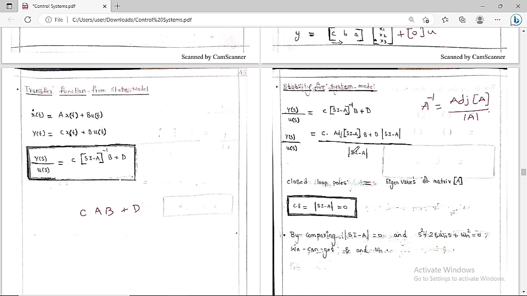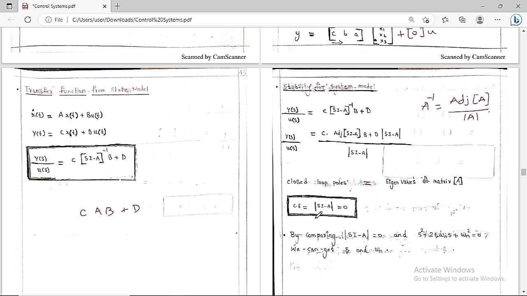So this is nothing but the eigenvalues of the matrix A. Therefore the closed loop poles are equal to the eigenvalues of the matrix A. So the characteristic equation is the determinant of sI minus A equal to 0. If we equate this to 0, we get the characteristic equation, and the roots of the characteristic equation are called the closed loop poles.